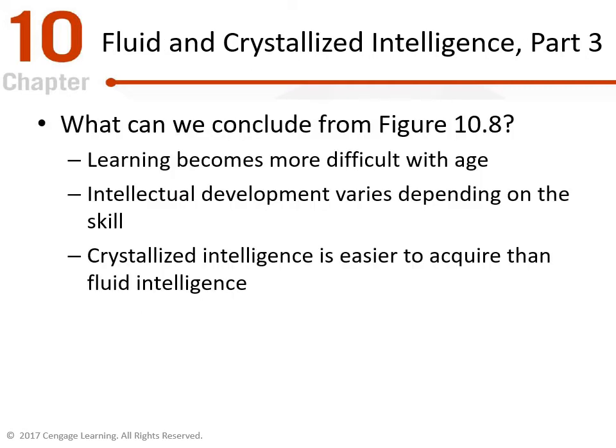So thinking back to that figure we looked at with fluid and crystallized intelligence, what can we conclude? We know that learning becomes more difficult with age. Either way, it still becomes more difficult. That intellectual development varies depending on the skill, and that crystallized intelligence is easier to acquire than fluid intelligence. What they found as one of the reasons is that few adults get much practice in solving complex problems to maintain their fluid intelligence. They just aren't exposed to it. So that old theory: if you don't use it, you're going to lose it.